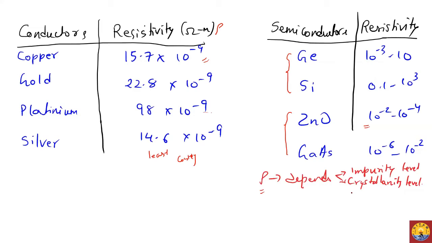Similarly, another thing is crystallinity. So what do you mean by crystallinity? Crystallinity means how well ordered your material is. Like silicon basically can exist as a silicon wafer, which we say is monocrystalline, or it can also exist in amorphous form, and also it can exist in polycrystalline form.